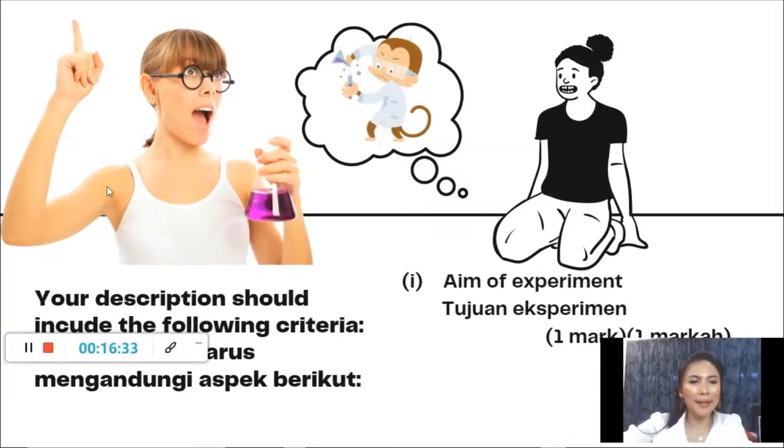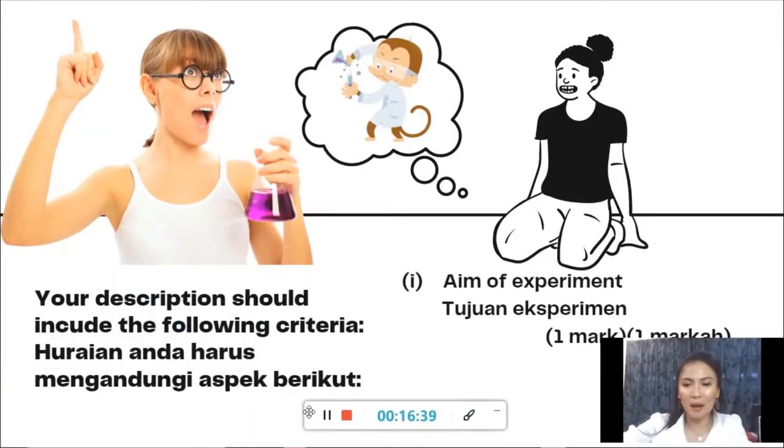We are very lucky, I would say, because every time for experimental question like this, question 11, we are guided. In fact, for science paper we are guided. You just follow the question and answer and give them the answer, then you can score. So your description should include the following criteria.